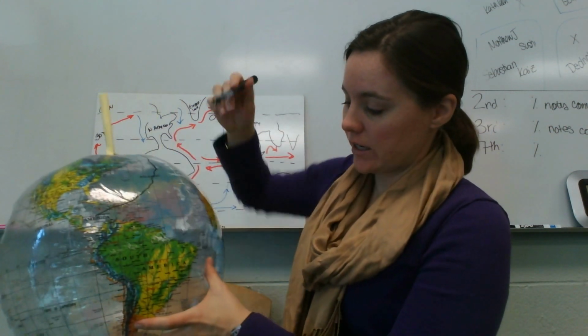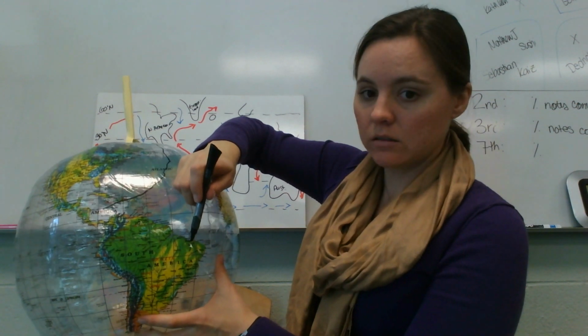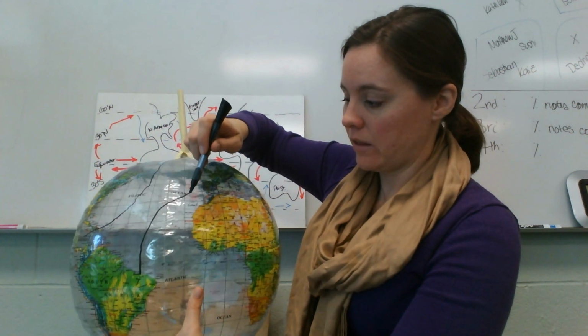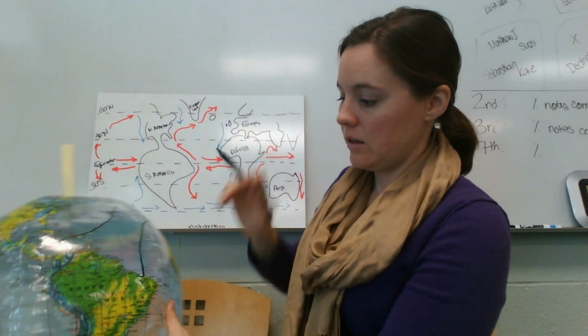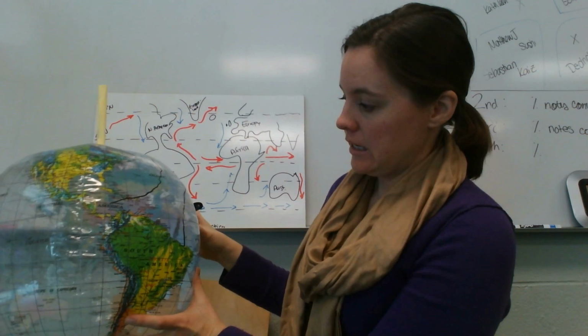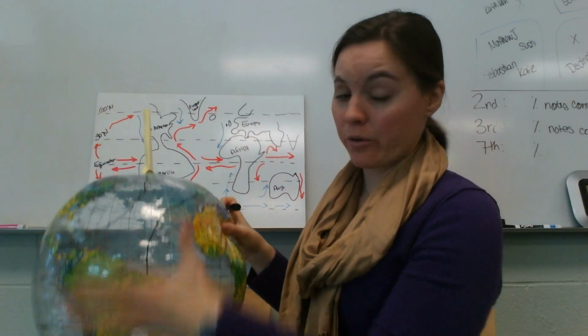Same thing if we're trying to go from Brazil back to Greenland. If I move the marker in a straight line, but then the Earth rotates, it veers off to the right of its point of origin. So that's in the northern hemisphere.